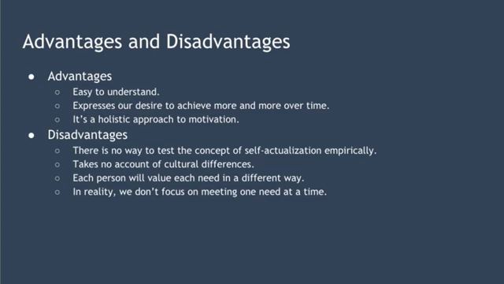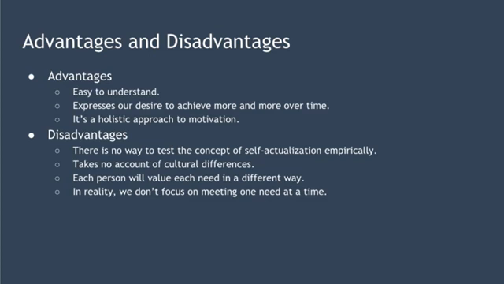Now, there are several advantages and disadvantages associated with Maslow's hierarchy of needs. So first, in terms of advantages, then the model is easy to understand and apply at a basic level. It expresses the human desire to achieve and to have more and more over time. It's a holistic approach to motivation. Maslow's model helps us understand that an employee or a person won't be motivated to perform, even if promised a great reward when they're tired, cold, and hungry.